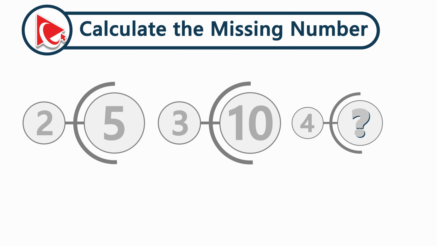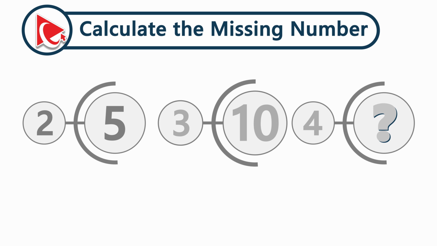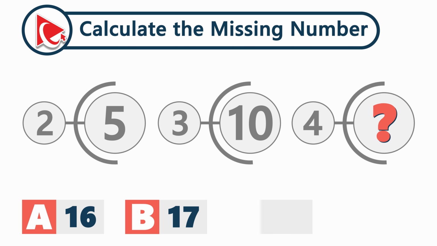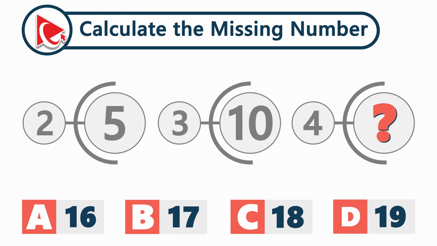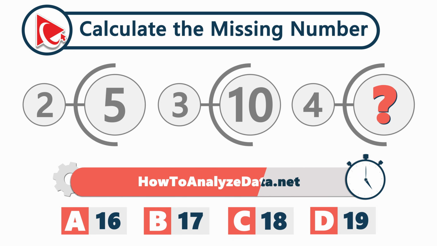You're presented with 3 pairs of circles. First pair has numbers 2 and 5. Second has numbers 3 and 10. And then the third pair only has one number, 4. You need to calculate the missing number and select your answer out of 4 possible choices: A, 16, B, 17, C, 18, or D, 19. Can you work it out and pick it from the answers provided?